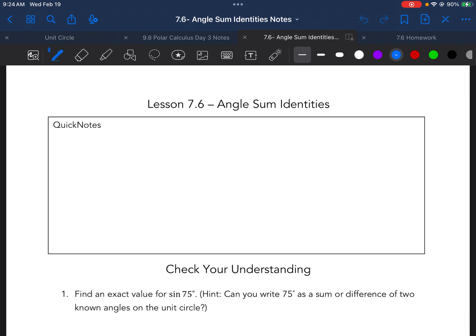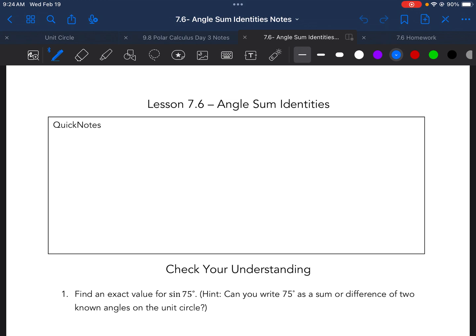Okay, so the way that I'm going to format this, I'm going to go ahead and give you some formulas, some identities that you need to memorize. I'm going to talk about how to use those identities, and then we're going to try some problems together. Okay, so these are called the sum and difference identities and the double angle identities, these ones that we're going to work with. So we're going to start with the sum and difference identities first.